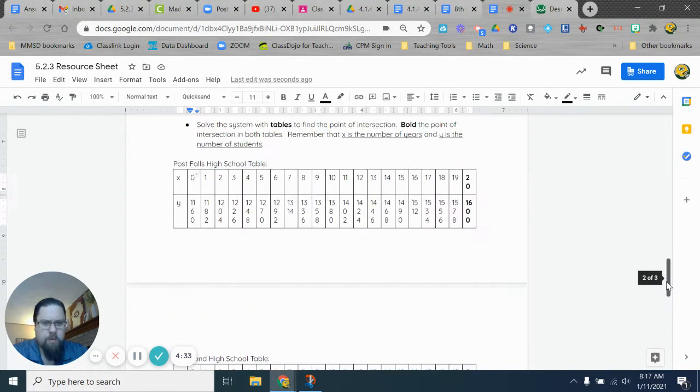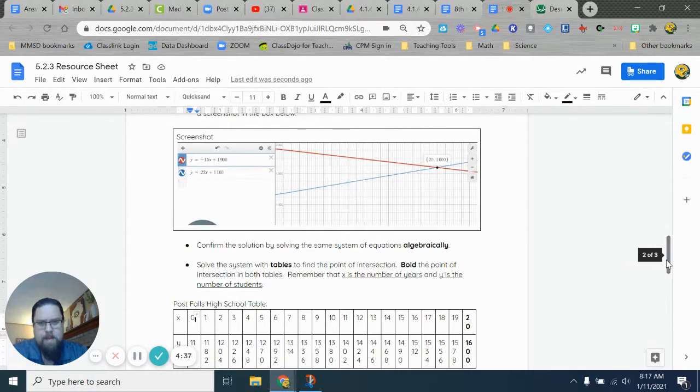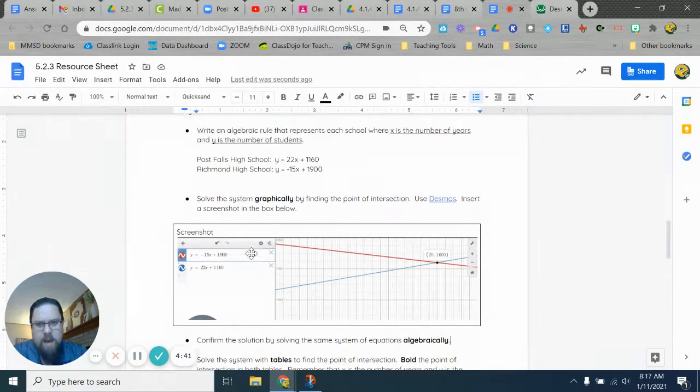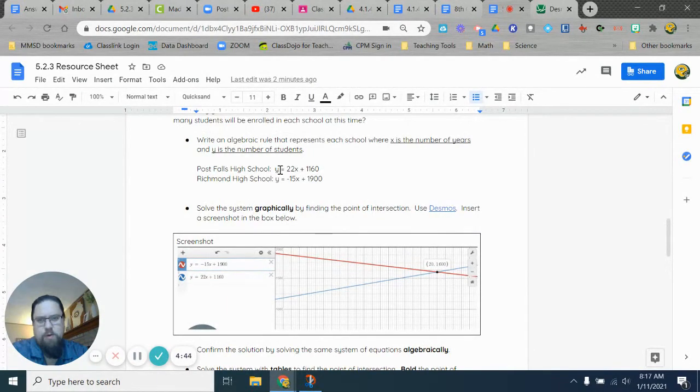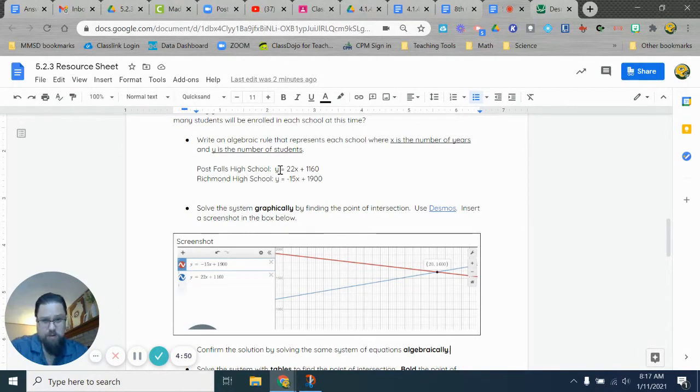Let's just do the final way, which is algebraically. And see if that also confirms. So algebraically, what you're going to do is actually drop the y's. So you'll notice Post Falls says y equals 22x plus 1160 and y equals negative 15x plus 1900 for Richmond.